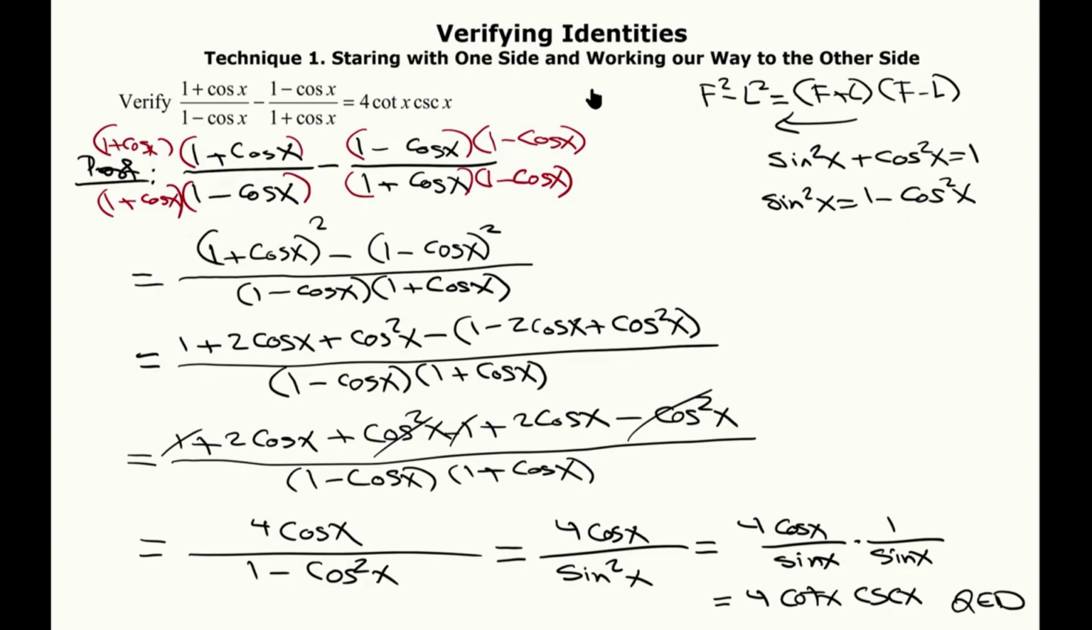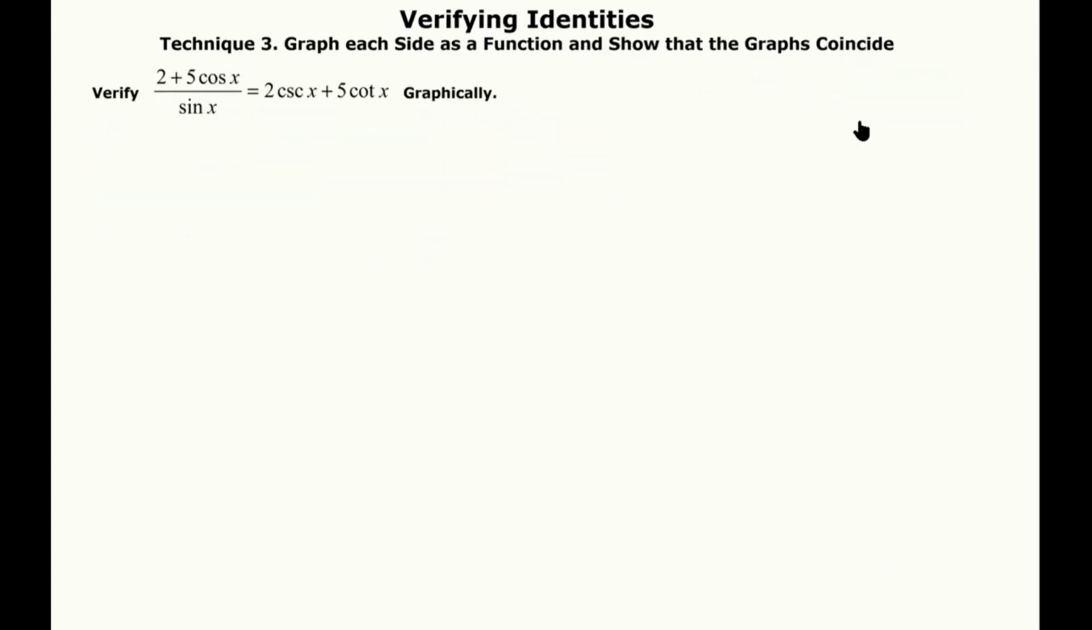So the last technique we want to discuss with respect to verifying identities is the graphic technique. And from the standpoint of pure mathematics, we don't consider it to be the soundest method, because when we want to prove a mathematical statement, we want to show it for all possible values of the input, for example, in this case.